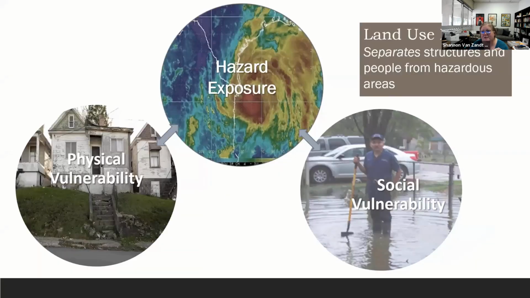And I think about it in a couple of ways of how we can do that. One of them is through land use planning, where we're actually pulling those circles apart so that there are no overlaps. And what that would mean is that we're actually separating the structure from the hazardous area, which is not possible for all hazards, but for flooding, it is.